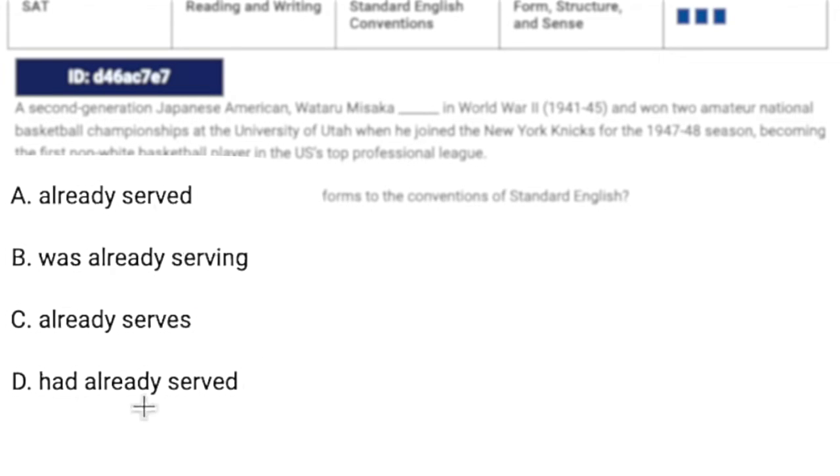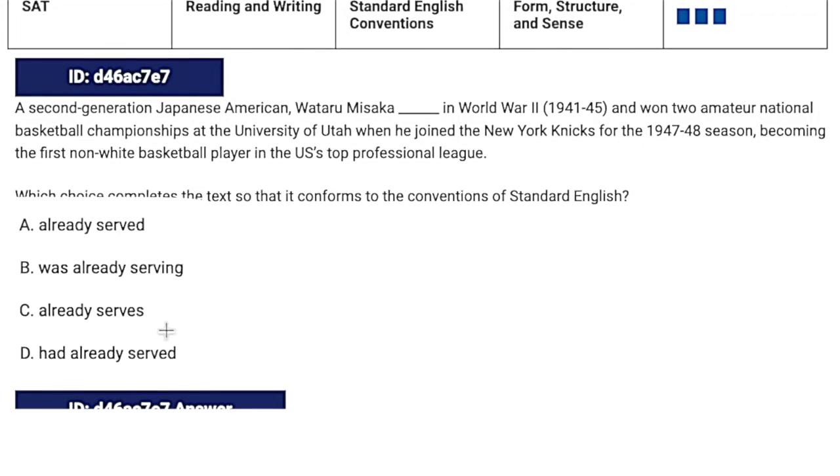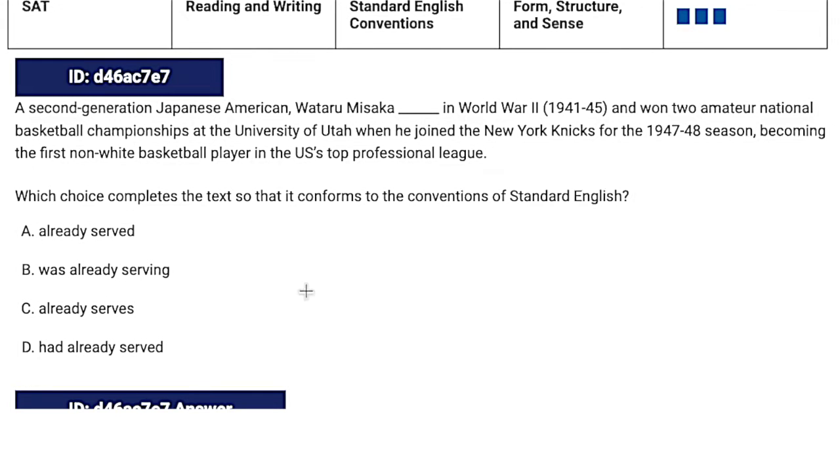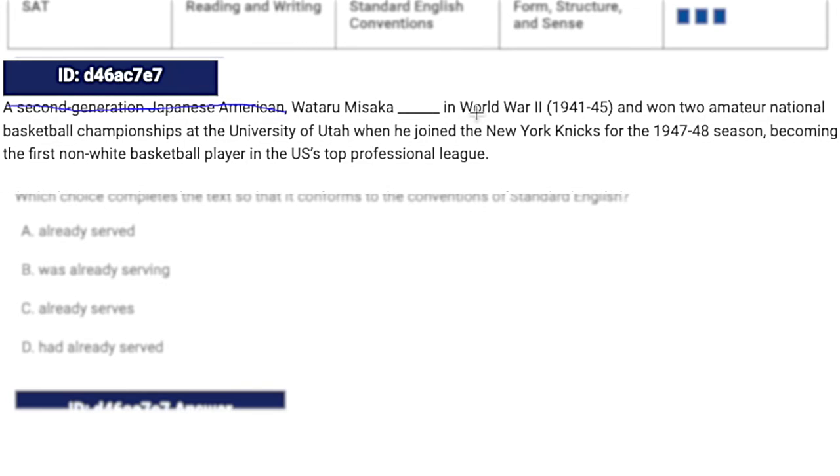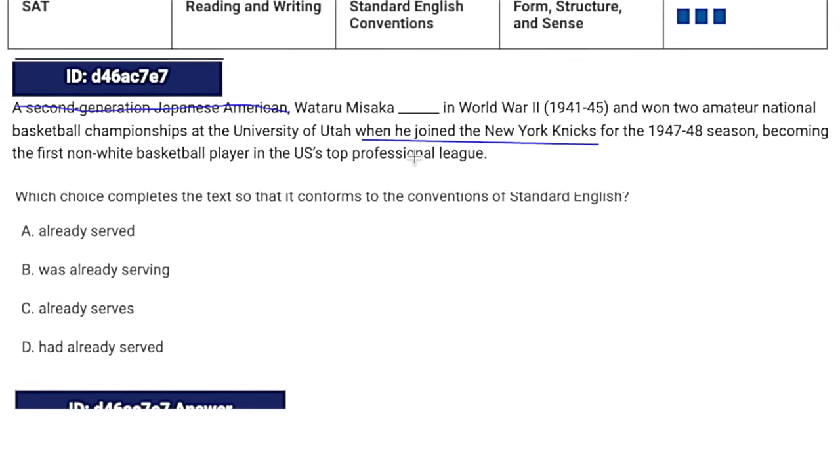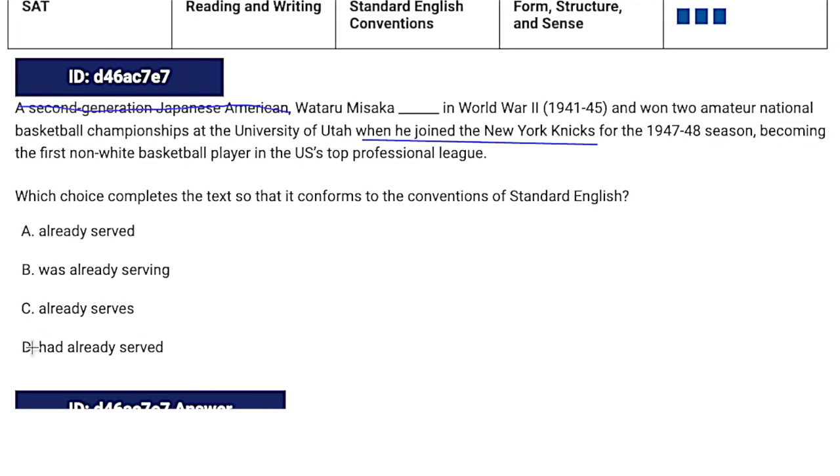And then D again is going to be either singular or plural. They had already served or he had already served. So all you have to do in this case is realize that instead of subject-verb agreement, you're dealing with tense, and you're going to have to investigate the tense. And here we could simplify things. Basically, this guy, something, something, something, when he joined the New York Knicks. So basically, we're saying something had already happened by the time he joined the Knicks, so he had already served by the time he joined the Knicks or when he joined the Knicks.